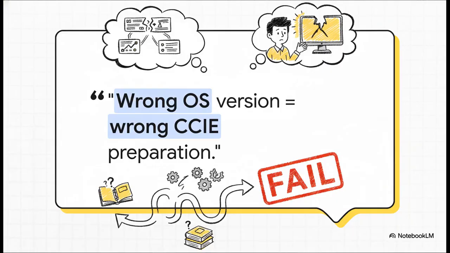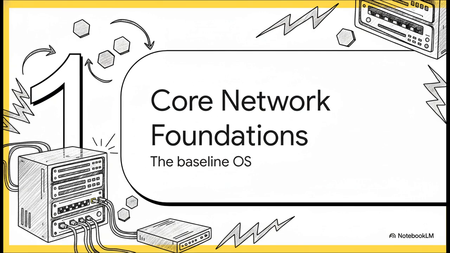Let's dive in. And look, let's get one thing straight right out of the gate. This isn't just a friendly suggestion, it's a hard and fast rule. Using the wrong software version means that your practice labs, all those demos you're building, and even your troubleshooting muscle memory, well, it all might be completely useless when you sit for the real thing. You could literally be practicing for failure and not even know it. So where do we even begin?